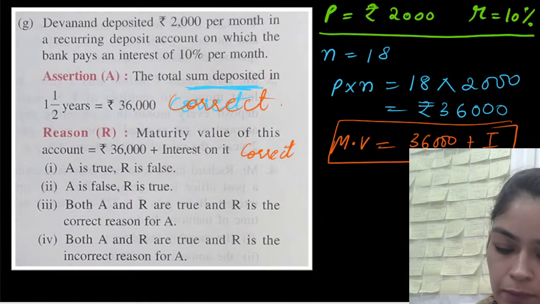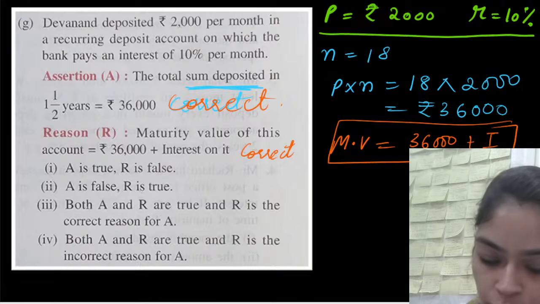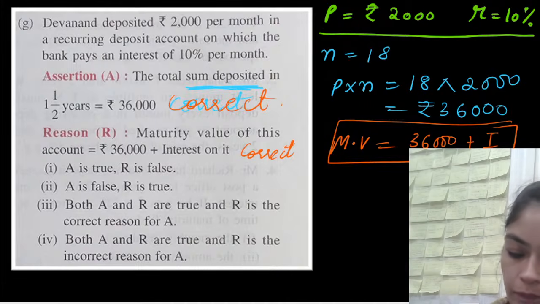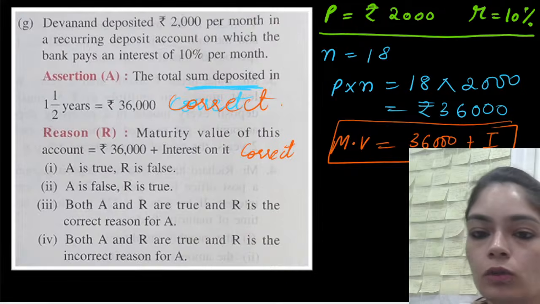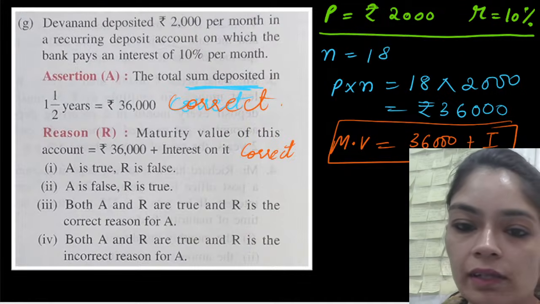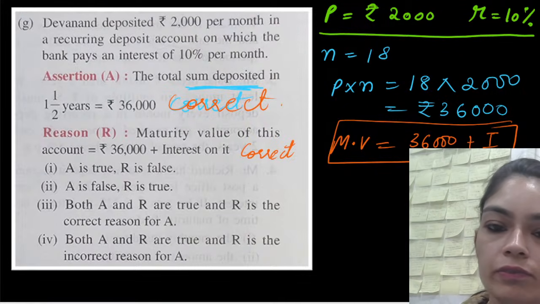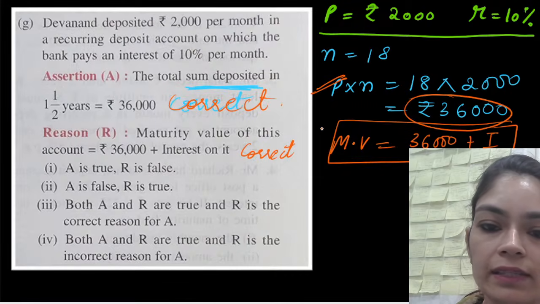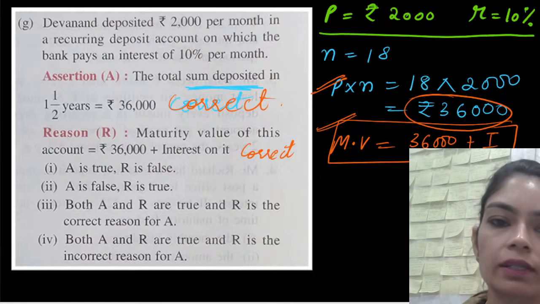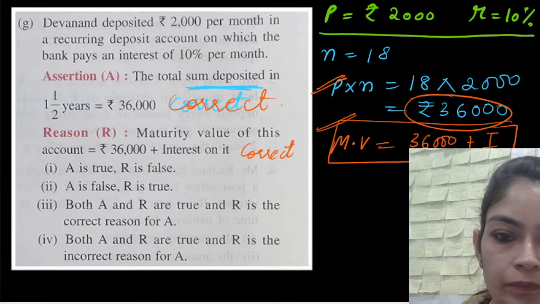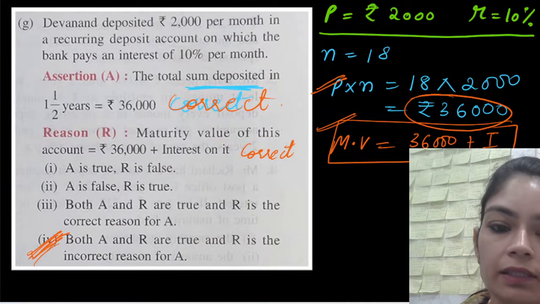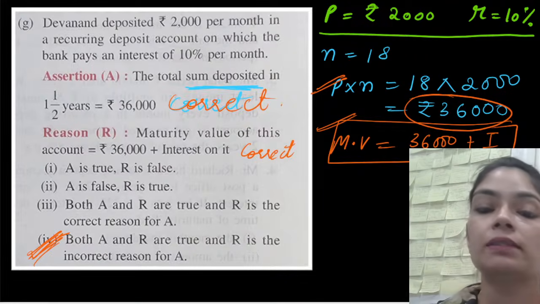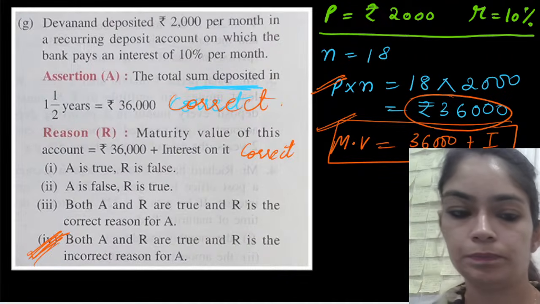Fourth option. So why the fourth option? We can see here the two statements are not related to each other. See, the first one is talking about total deposit, and the second is maturity value. So there is no relation between the two. So that's why, although both are correct, the fourth option is the correct answer, because the statements are independent of each other.